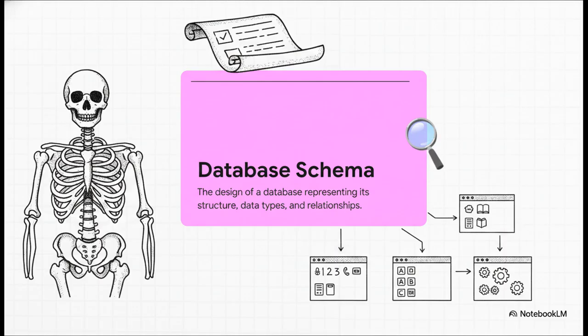Think of the schema as the ultimate blueprint holding the whole shebang together. It defines the table names, exactly what kind of data is allowed, like strictly saying a phone number can only contain numbers, and how all these different pieces of information relate to one another. It's the skeleton of the system.